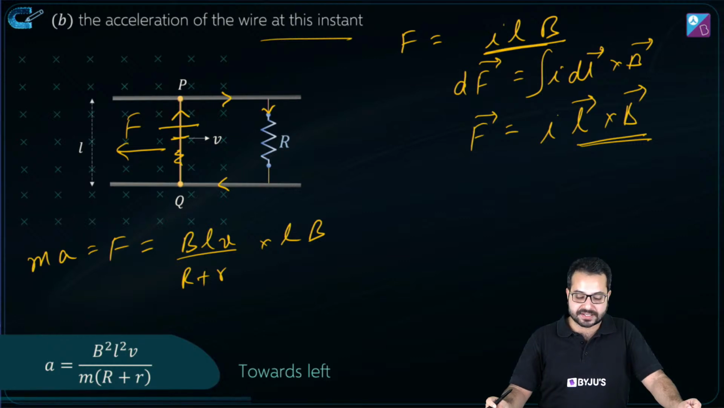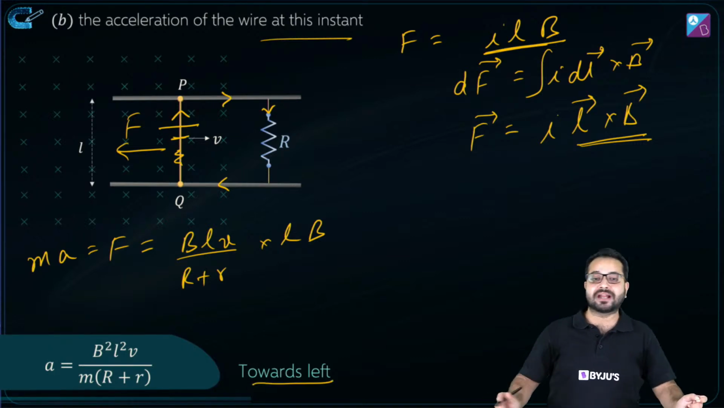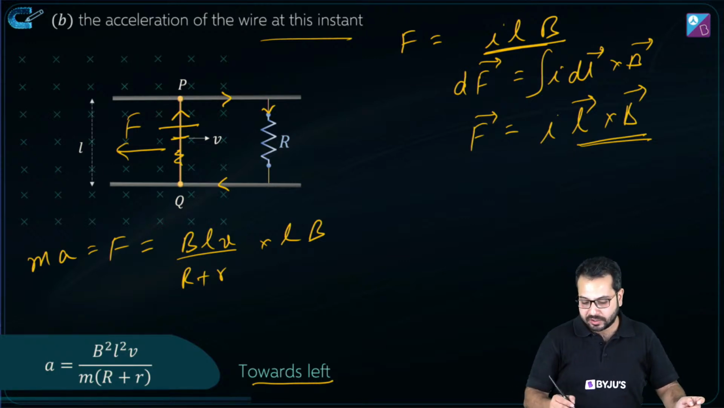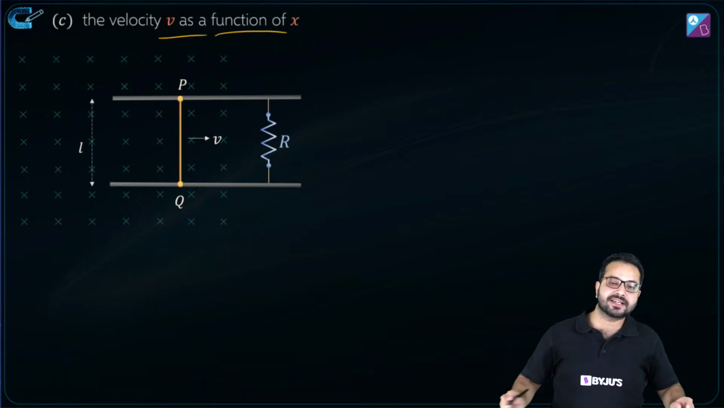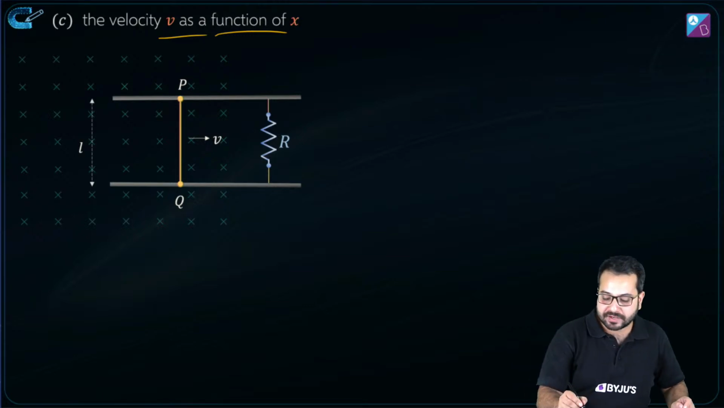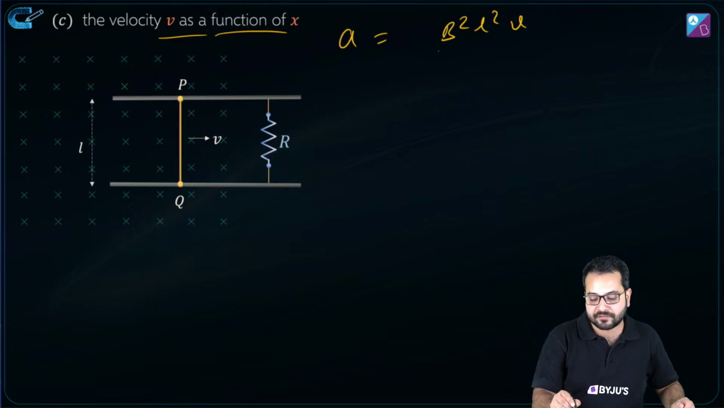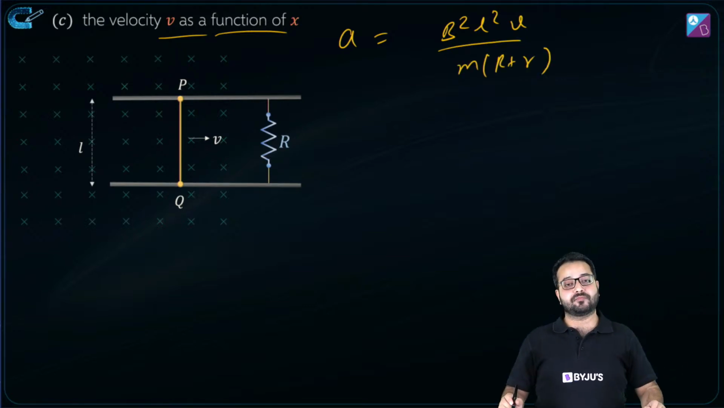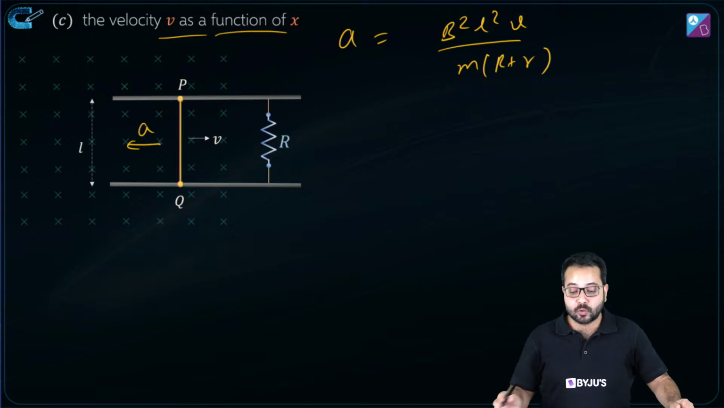Perfect. Is that clear? So the acceleration is going to be towards the left and the velocity is towards the right. So we'll have to keep that in mind. What is the next part? The velocity as a function of x. So we have just found out that the acceleration is B square L square V upon M capital R plus small r. And remember, the velocity is towards the right, the acceleration is towards the left, which means we can write A is equal to minus of this quantity.